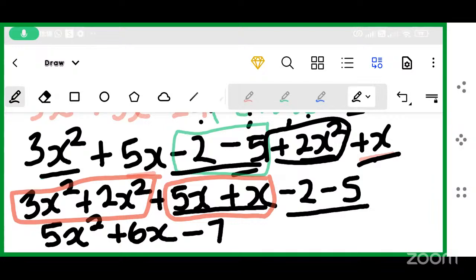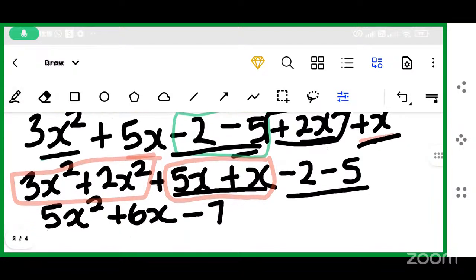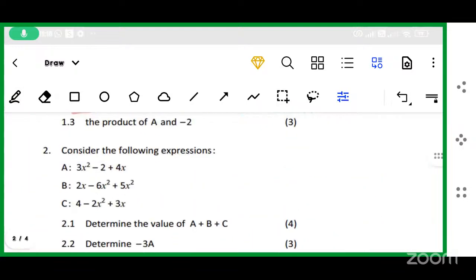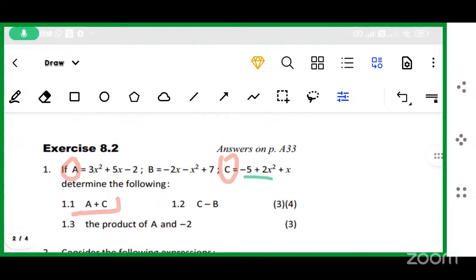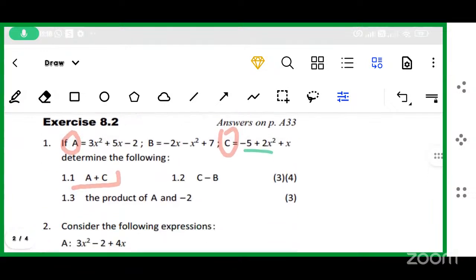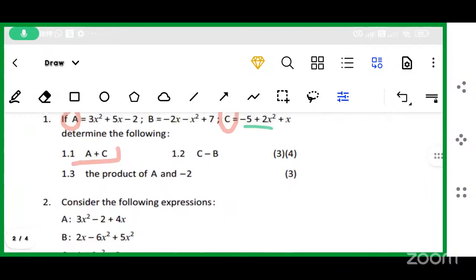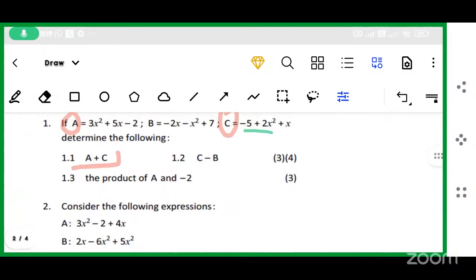So this is your final answer, -7. Are we good here? Or I can just give you another example. Can you give me another example? Okay, so let me just change the thingy. Let's just work with plus. So let me say A plus C. Hopefully it will bring back the answer.